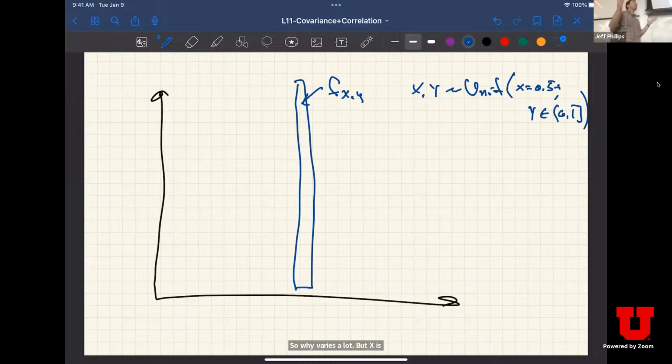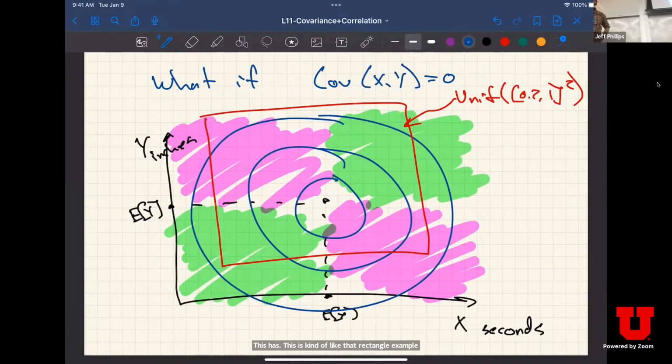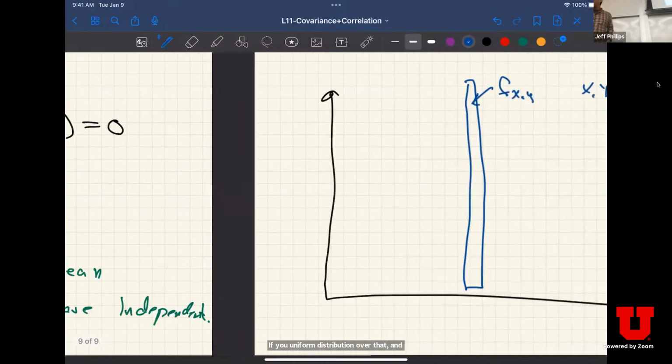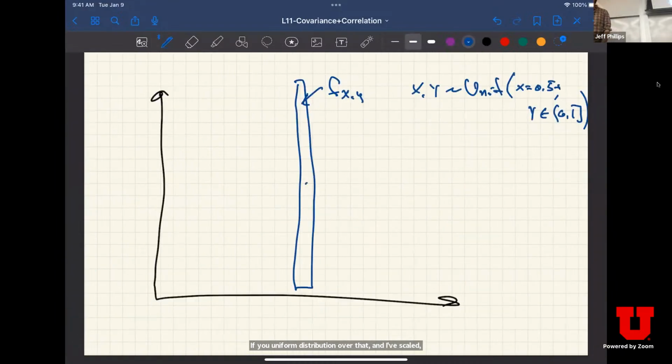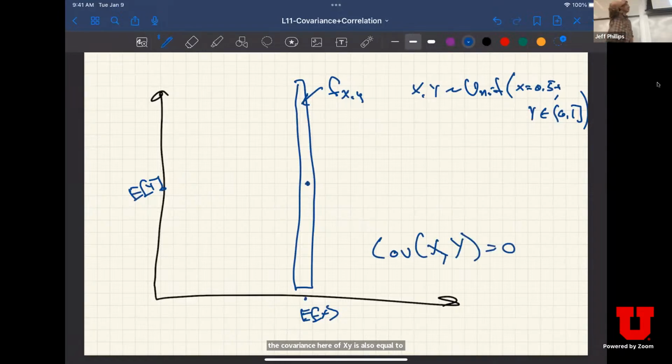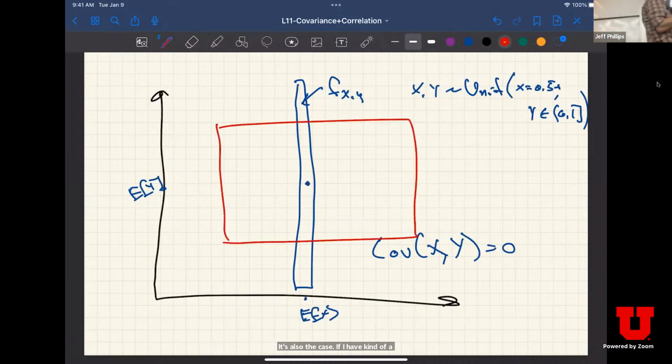This is kind of like that rectangle example back here, right? That red rectangle has covariance 0. If it's a uniform distribution over that, and I've scaled it, this is the expected value of X, and this is the expected value of Y. Okay, the covariance here of X, Y is also equal to 0, right? So this is maybe a little bit unintuitive. It's also the case if I have a uniform box. It's also equal to 0.